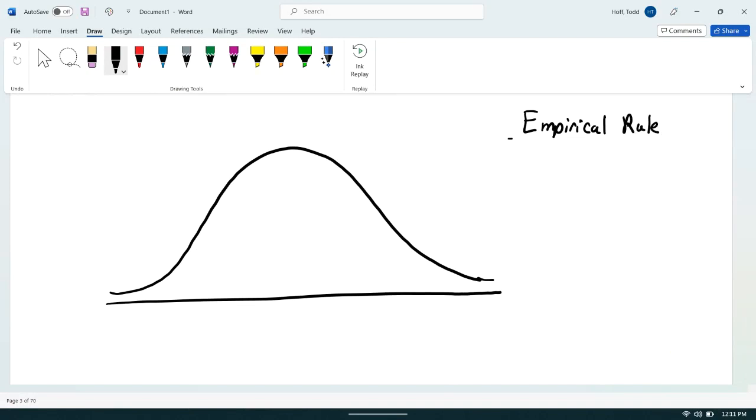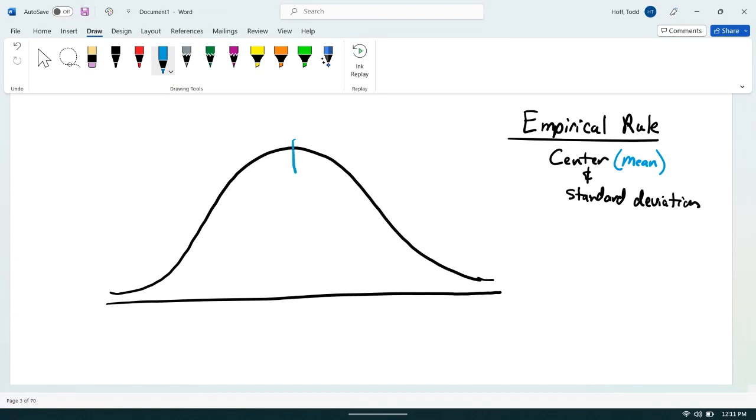It uses the center of the curve and the standard deviation. Now, for center, we could use the mean or the median, even the mode if we have enough data points to have an accurate mode. Because we use the mean to calculate the standard deviation, we're going to use the mean for our center here. Again, the median should give us the same value. And remember, the mean will be at the very center of this curve. That's our mean.